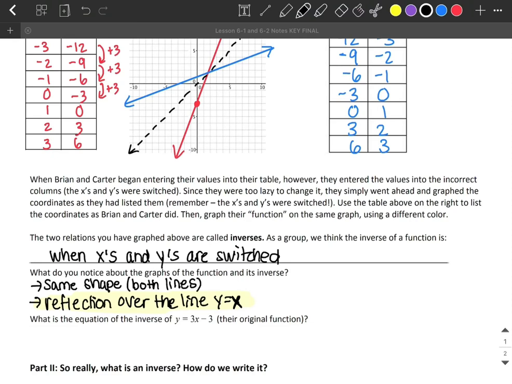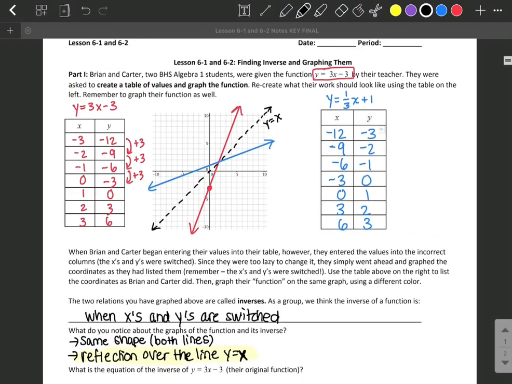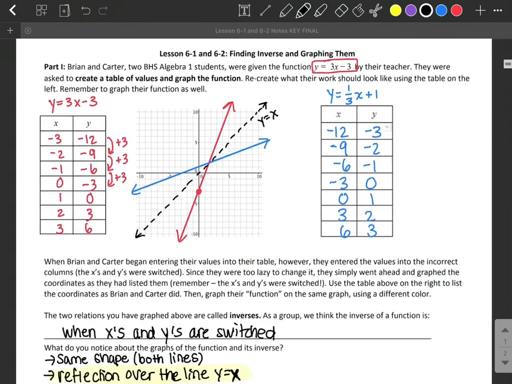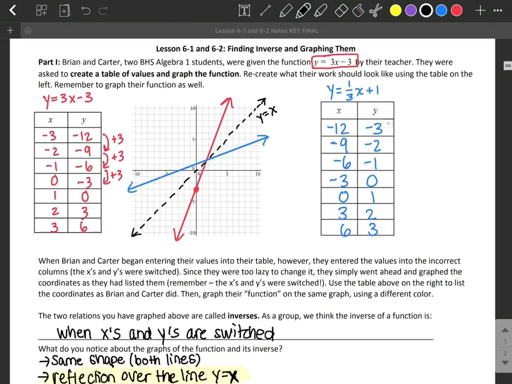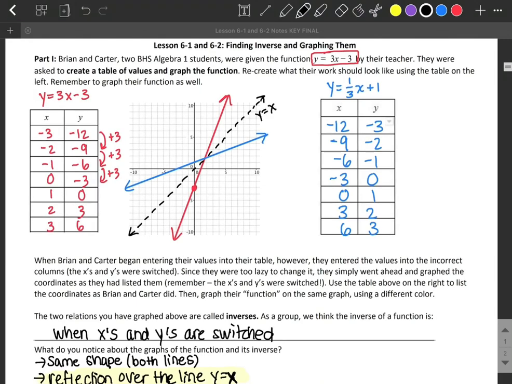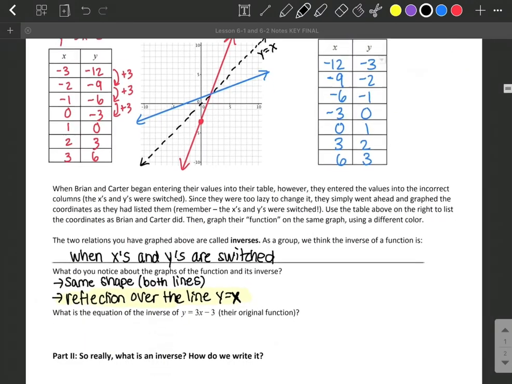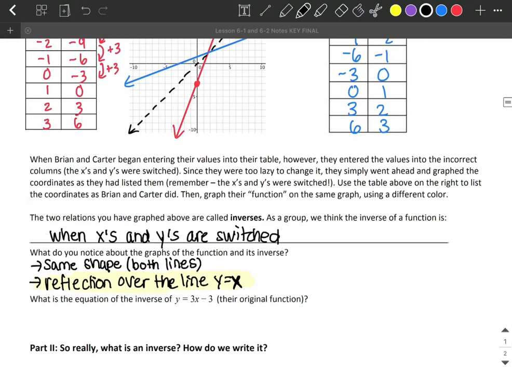All right. I want to know what's the equation of the inverse of y is equal to 3x minus 3. Well, if the left table was for y is equal to 3x minus 3, I already found the equation using the y-intercept and the slope of the blue line. So I know that it is y is equal to 1/3 x plus 1.